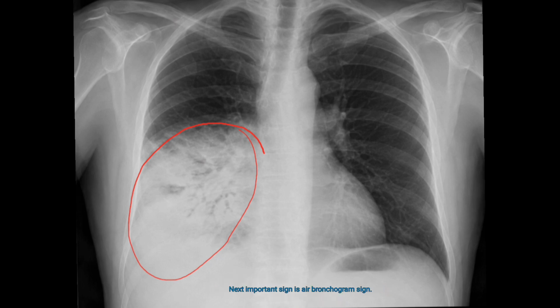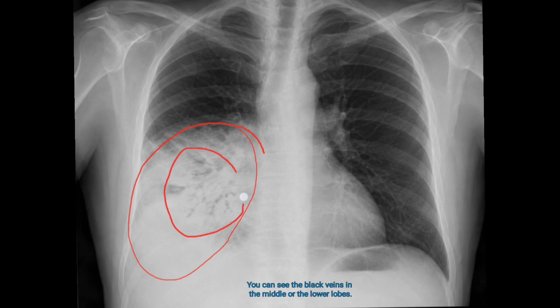You can see the black veins in the middle or the lower lobes. This sign is called the air bronchogram sign. Sometimes you can see dark branching air-filled bronchi inside the white consolidation. So this sign is called a bronchogram sign. It is a classic feature of pneumonia.